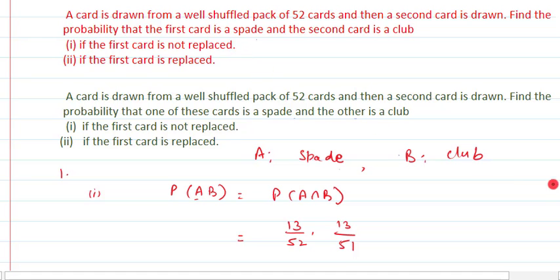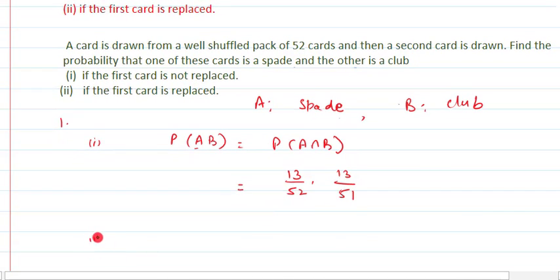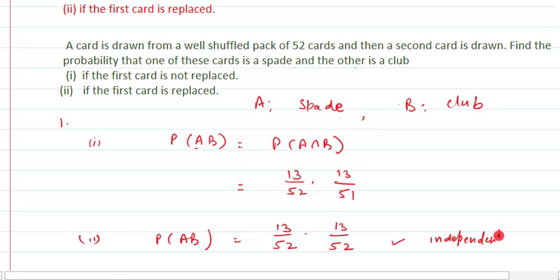Now the second case is P(A∩B), the same case, first is spade and second is club, but the card is replaced. In this case, we are getting probability as 13 upon 52 into 13 upon 52. This already I have explained in previous video. And as I told you, the second case is the case of independent events, whereas the first case is dependent events. So this I explained in previous video when I told you the difference between independent events and dependent events.